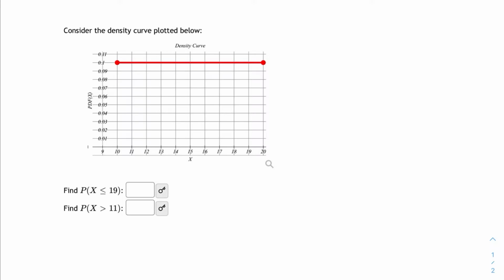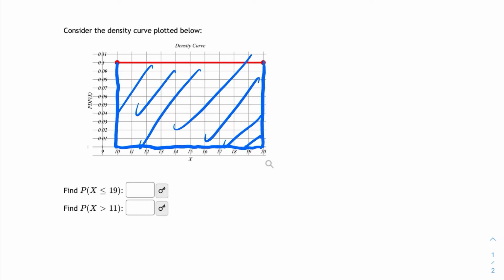Okay, let's take a look at this density curve. So consider the density curve plotted below. Because this is a density curve, I know that the area between the curve and the x-axis always amounts to 1. So when it's a density curve, that area is always equal to 1, and we're going to use that fact sometimes.